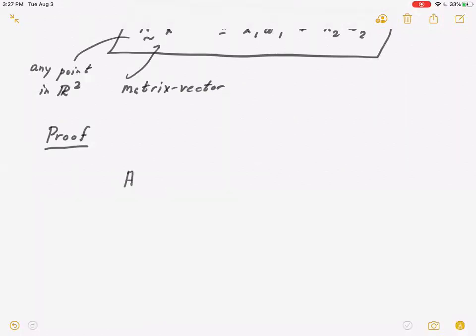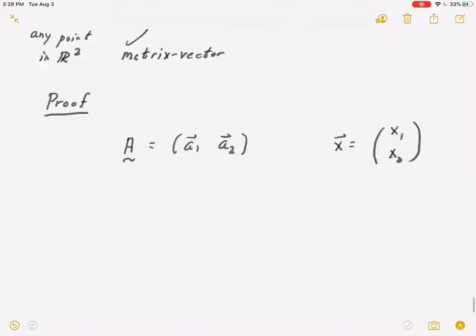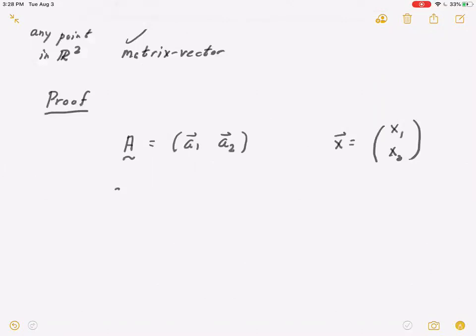I'm going to do a proof in general as follows. So remember what we called A. Let A be a matrix whose columns are given by the linearly independent vectors a sub 1 and a sub 2. X will be a 2 by 1 vector that has components x sub 1 and x sub 2. A sub 1 is just this vector. It's a 2 by 1 vector. A sub 2 is a 2 by 1 vector. It's just this vector.